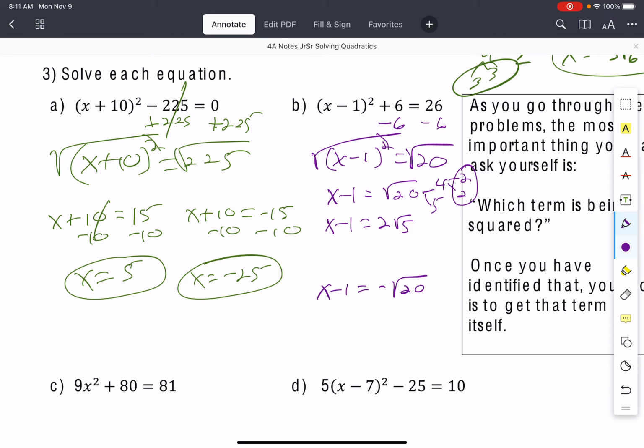So x minus 1 equals 2 root 5, and x minus 1 equals negative 2 root 5. No reason to do a factor tree on the negative root 20. It's going to be the same thing, just a negative version. X isn't alone. It's close, though. So I'm going to add my 1 now. Now, this one is a root 5, and this one's not. These are not like terms, so I can't combine them. So x equals 1 plus 2 root 5.